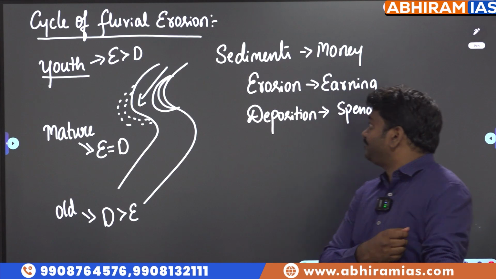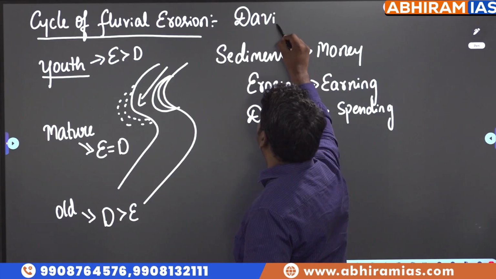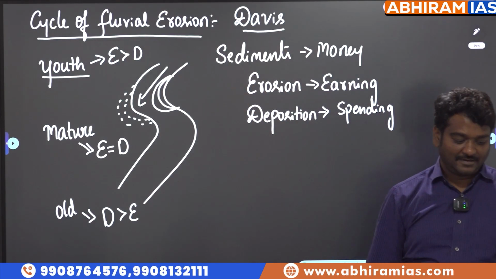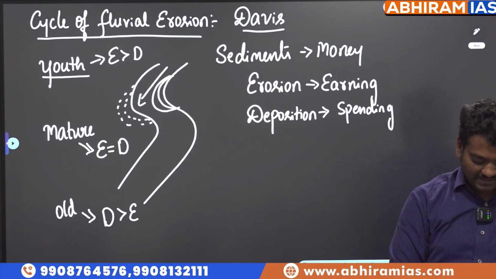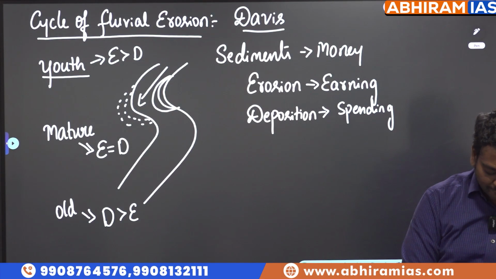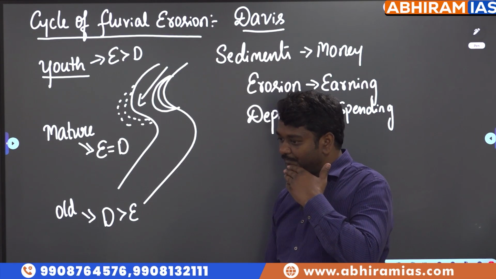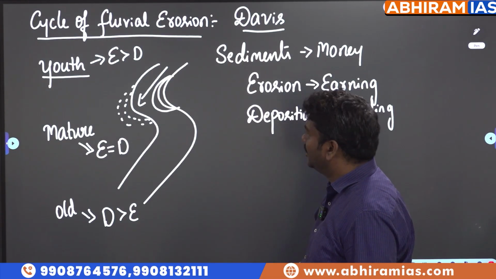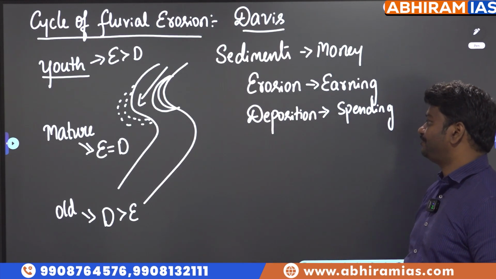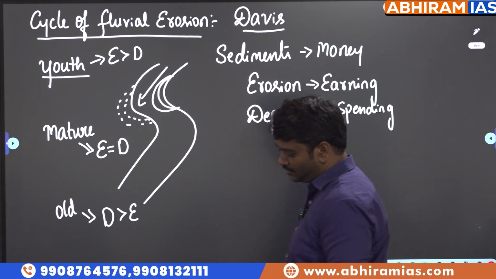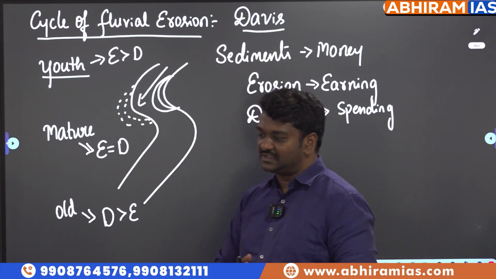You write below: cycle of fluvial erosion. Davis has analyzed the life cycle of a river into three stages. First one, youth stage.